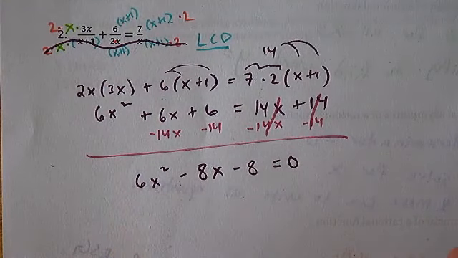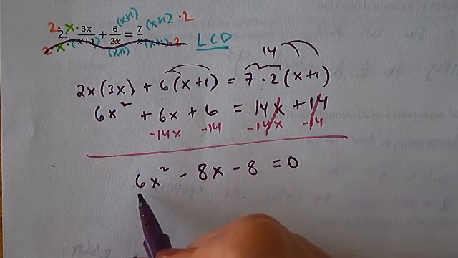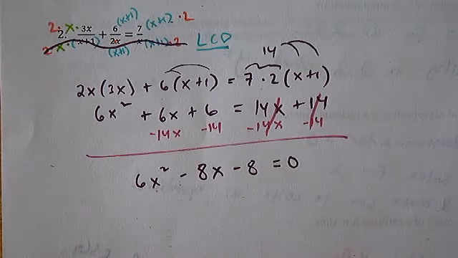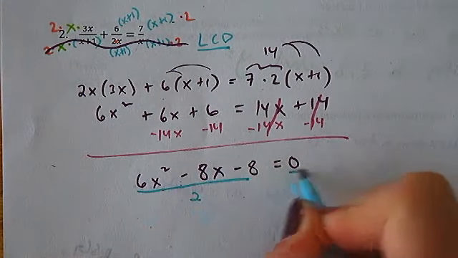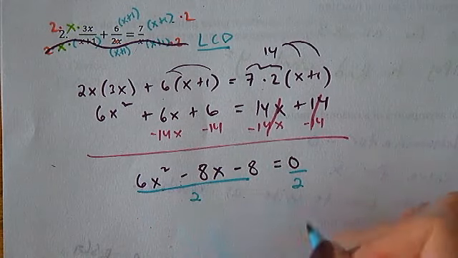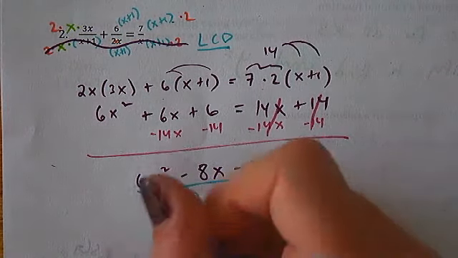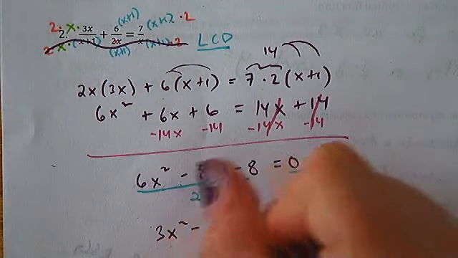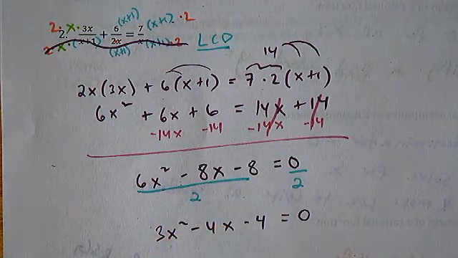So then how do we solve a quadratic? We can factor it, we can do quadratic formula, or we can complete the square. The first thing I like to do is take out a greatest common factor though. So all three of these guys can be divided by 2. And because I have an equation, I can just divide both sides by 2. So that leaves me with 3x squared minus 4x minus 4, like that.